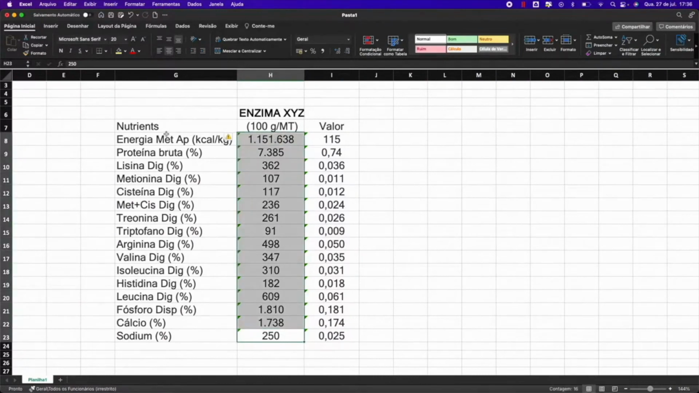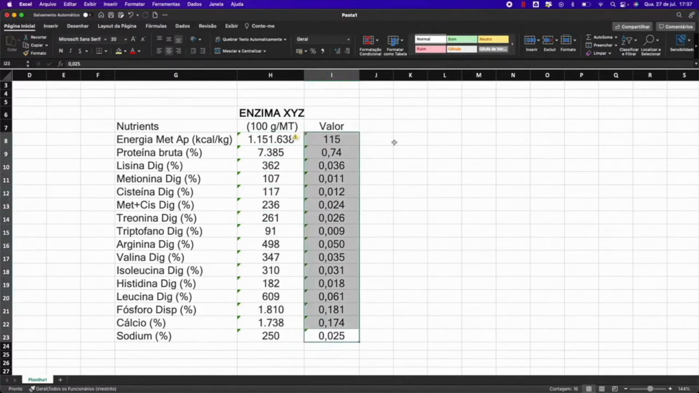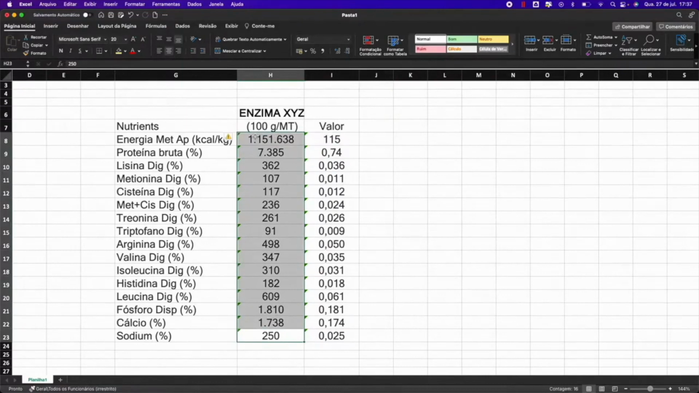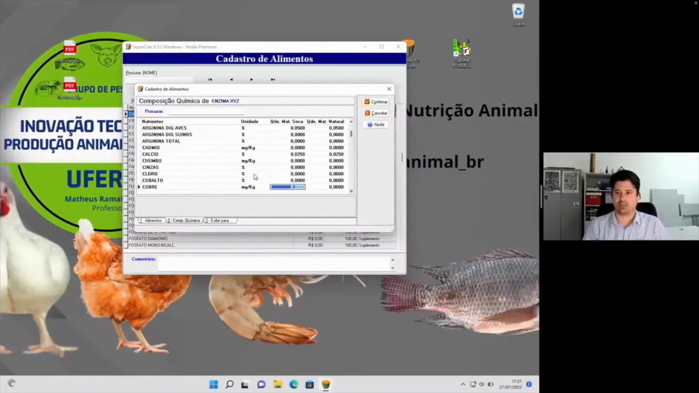Usually the enzymatic matrices are presented in this format. It always comes with metabolizable energy and crude protein with high values like this. But when you put it in Crac, based on a dose of 100 grams per ton, these values, when reformulated, will not give this valuation. This was Diego's doubt that he left in a comment, so I made this format and registered the product with this model.